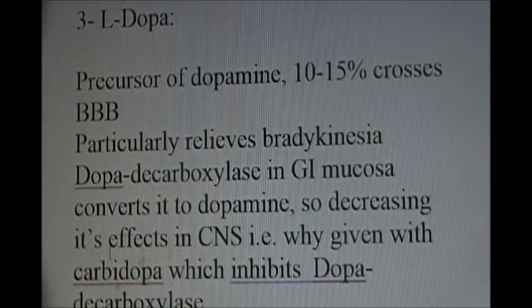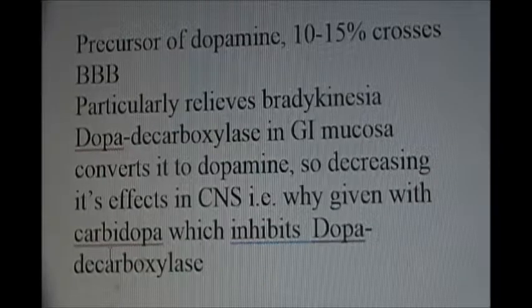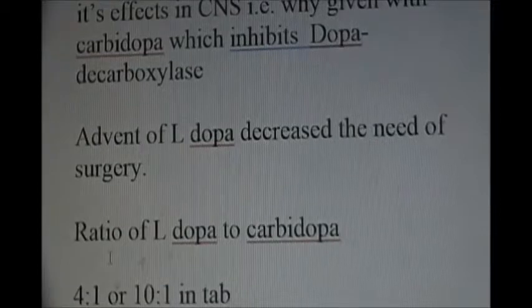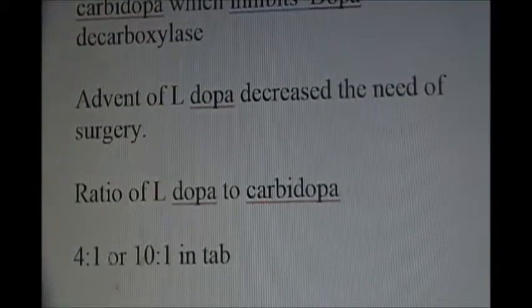There is a peripheral conversion of L-Dopa to dopamine because of the enzyme dopa decarboxylase, and this enzyme is present in the GI mucosa. When the drug is taken orally, the dopa decarboxylase converts L-Dopa to dopamine, thereby decreasing its effects in the CNS. That is why L-Dopa is given with carbidopa. Carbidopa is a drug which inhibits dopa decarboxylase. The advent of L-Dopa decreased the need for surgery in Parkinson disease.